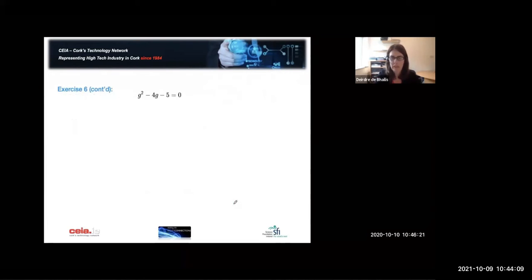Just writing that equation up there again. And if we get our factors, we can get g plus 1, g minus 5 equals 0. I'm not going into the detail of getting factors here, so I hope you're very familiar with that process. And what we get is g plus 1 equals 0 or g minus 5 equals 0. That gives us g equals minus 1 and g equals 5. That's great. We now have two solutions for g.